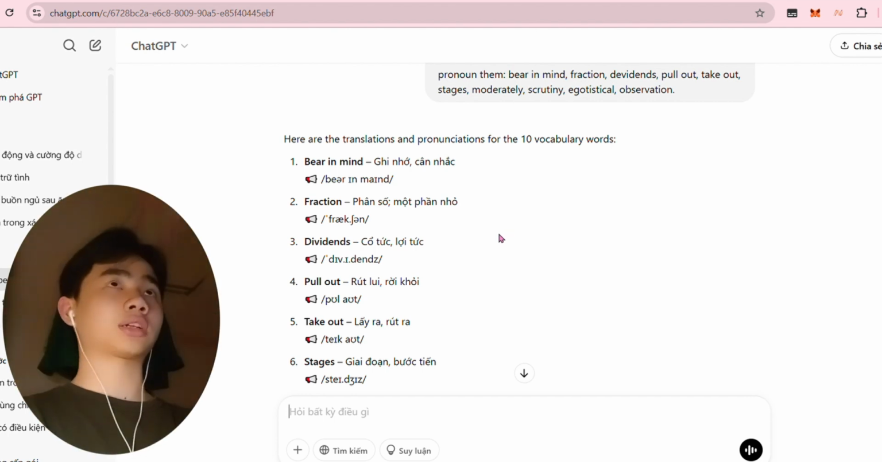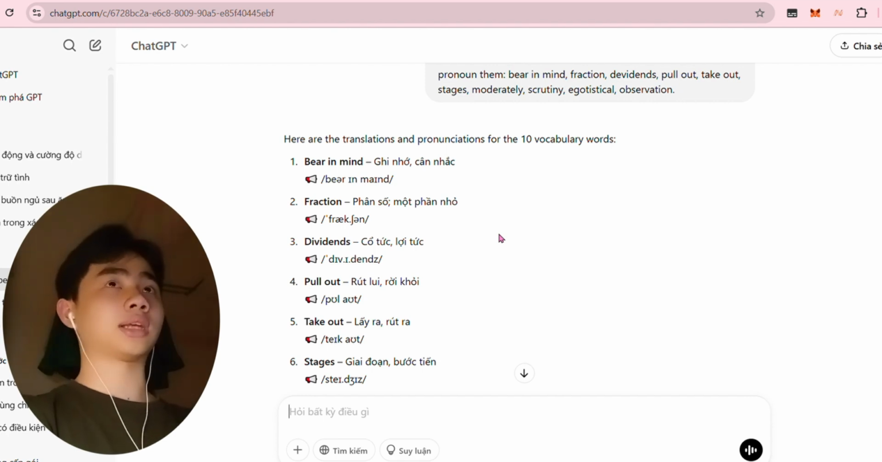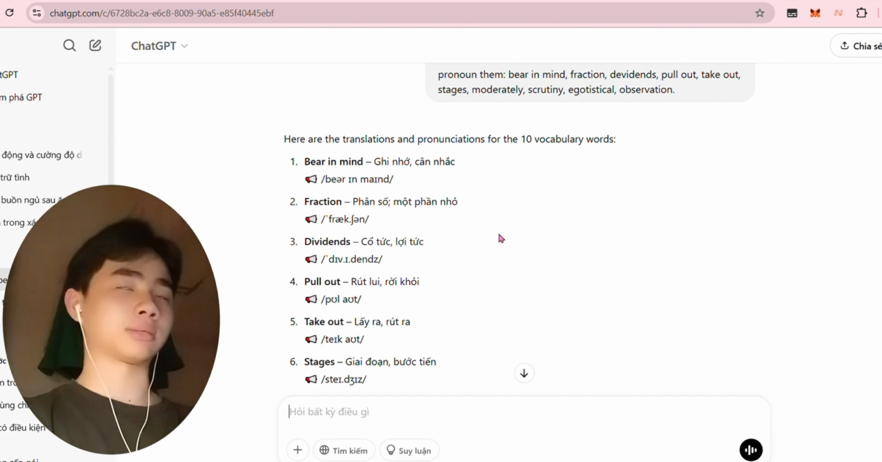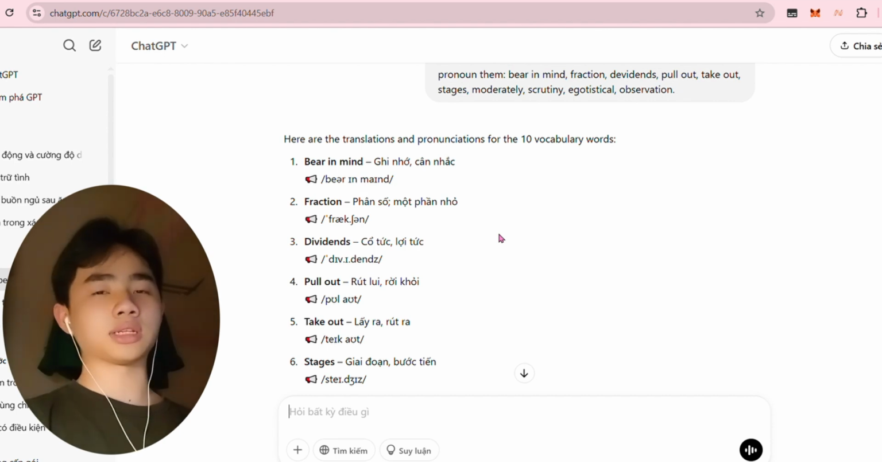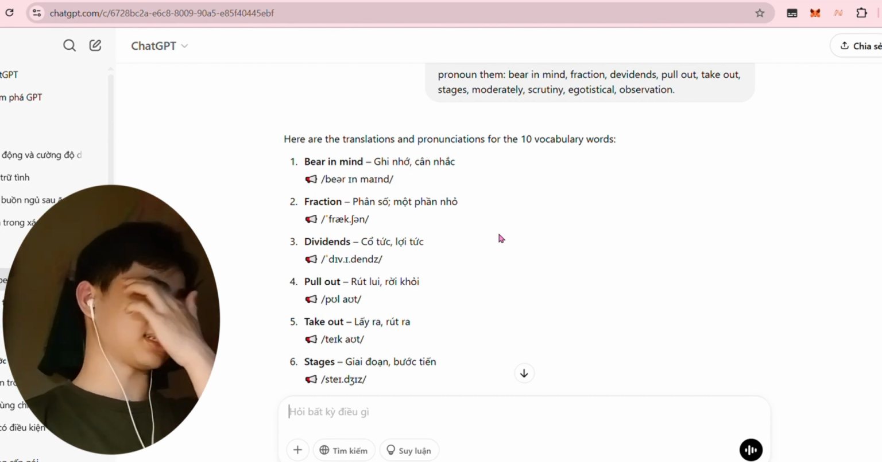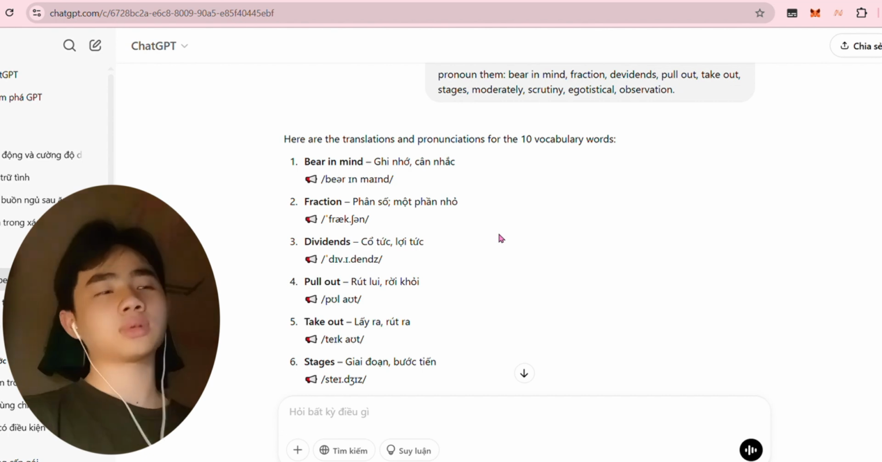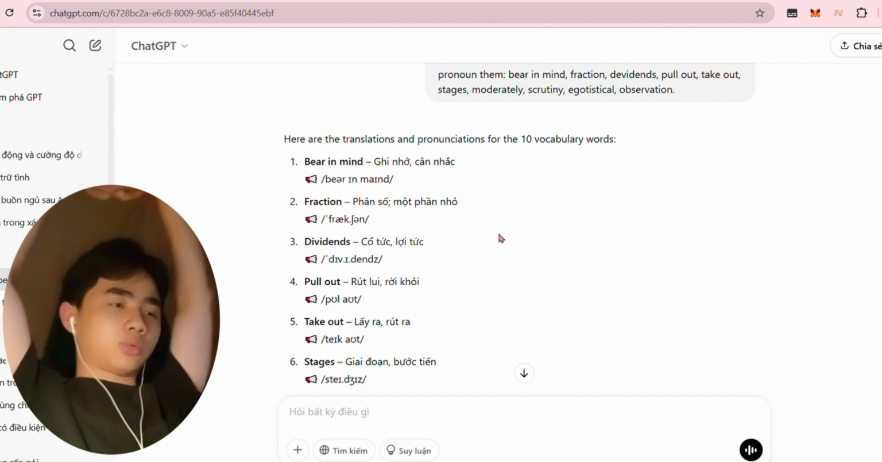Number two is fraction. Fraction has a lot of meanings. Number one is in math. Fraction is like a number over another number. And the second meaning is when you want to talk about a small amount of something, or a part of something. It's just like a part of a cake, a part of a process, or a small amount of sugar, or a small amount of salt. Okay, so that is the meaning of this word fraction.